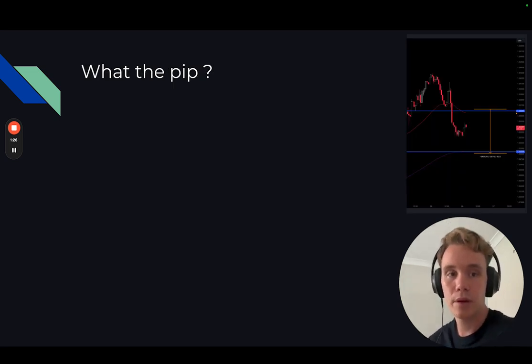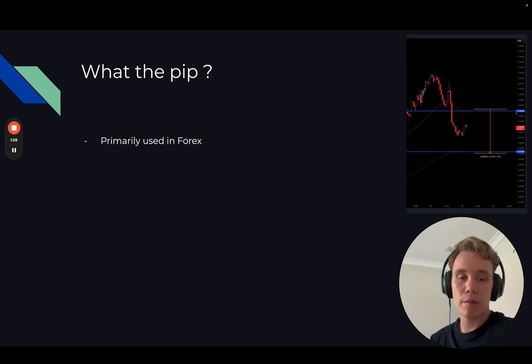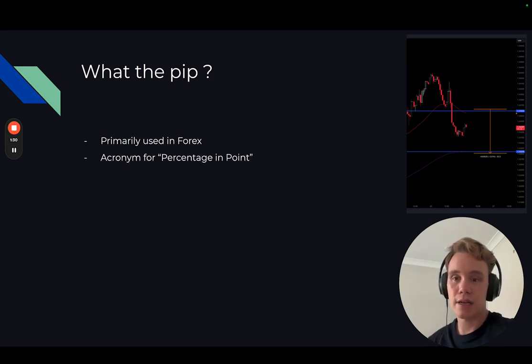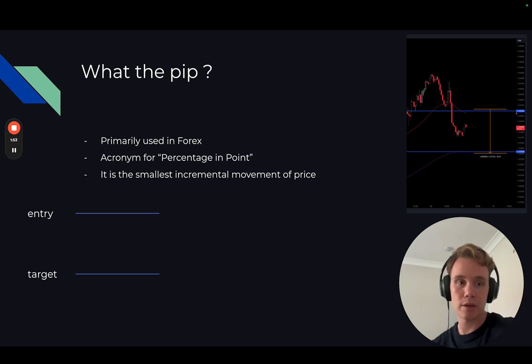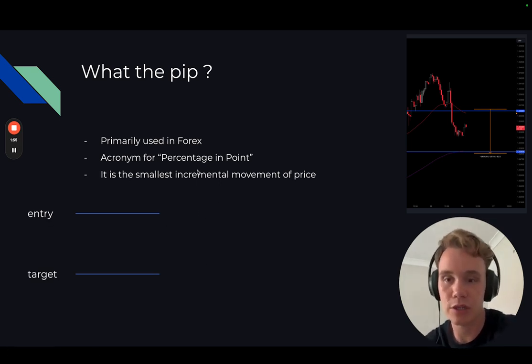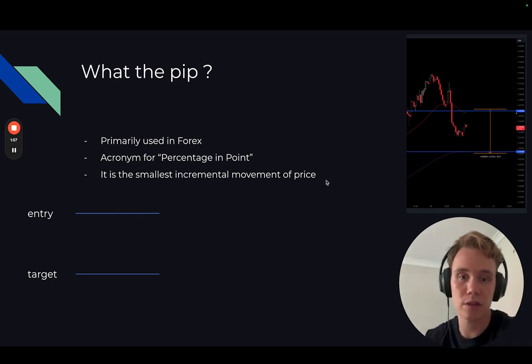What the pip? Pips are primarily used in Forex, and it is an acronym for percentage in point. I didn't know that until I started researching for this module, but that's what it means. I don't understand the literal application of that, but pips are just an incremental value. It is the smallest incremental movement of price. Now if we come down here, we've got a little example to highlight what this means, as it being the smallest incremental of price.